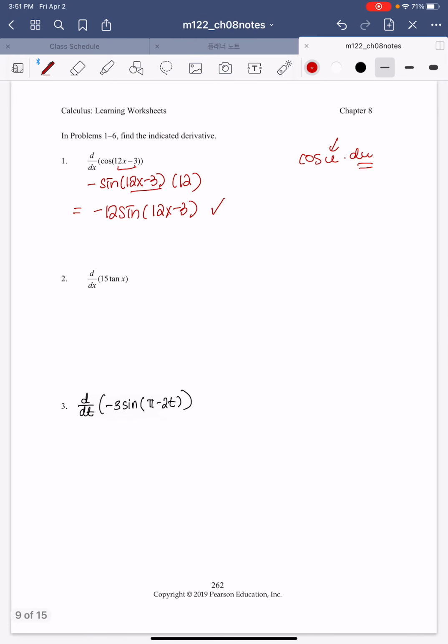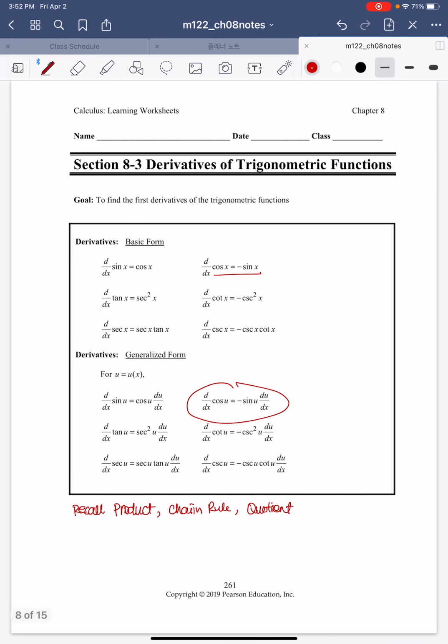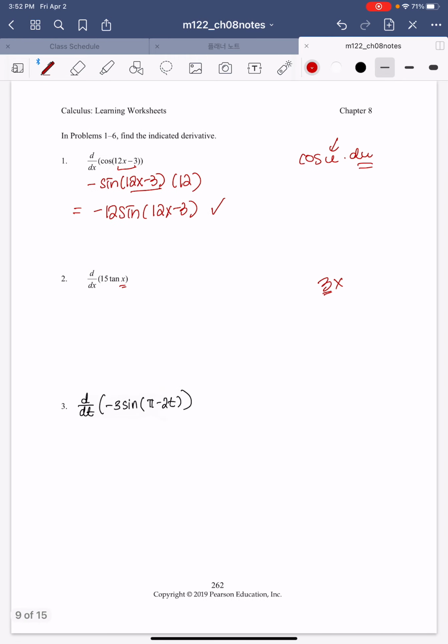Let's try another one, 15 tangent x. This one has no chain rule because inside it's just x. Just like when you are taking the derivative of 3x, this constant in front does not get affected. So 15 stays the same, and then the derivative of tangent x is secant squared x. So we get the final answer 15 secant squared x. And that's it. As you practice more, you'll feel a little better.